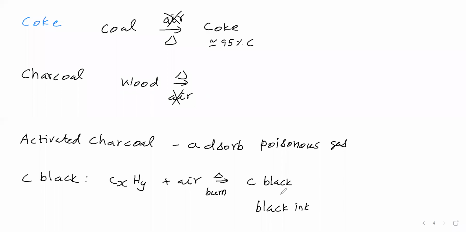And automobile tires will take. The automobile tires are manufactured using this carbon black. Therefore, the carbon black is used for preparing black ink, automobile tires, and so on. So this is about the amorphous form of carbon.